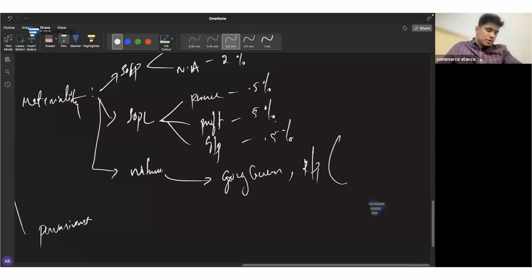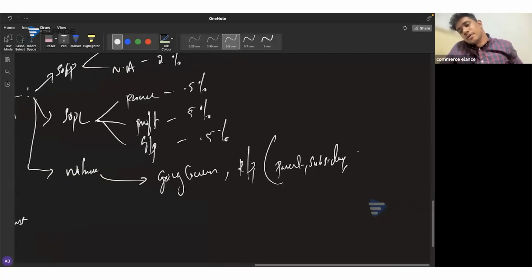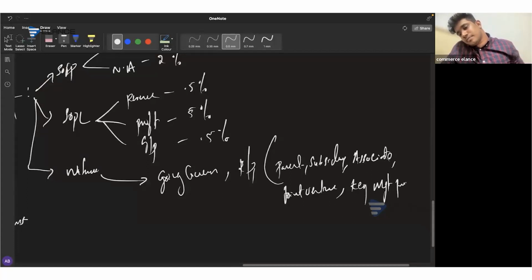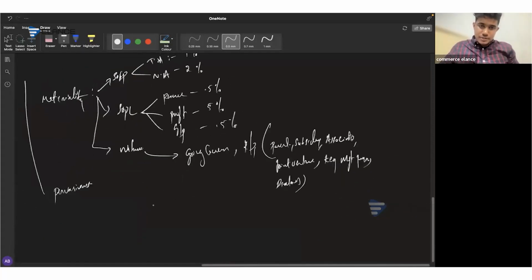And basically, when it comes to related parties, which are the related parties we will usually be considering? Parent company, subsidiary company, associate, joint venture, then transactions with key management persons, transactions with directors. All these will be related party transactions.